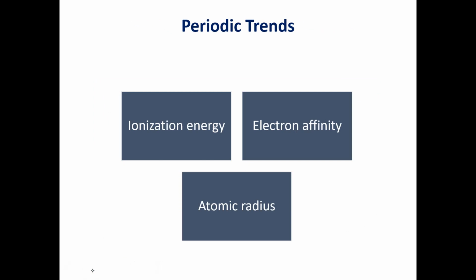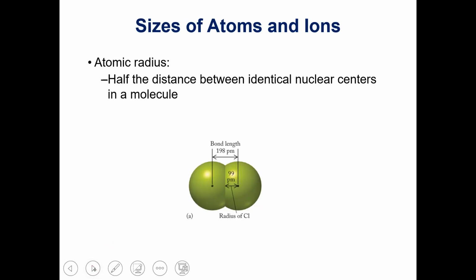So the periodic table that we currently have is useful for a lot of reasons. One good thing about it is that, as we've mentioned, elements that are in the same group have the same trends. We also can use the order of elements to predict certain trends about elements. So the 3 particular trends that we're going to talk about in this chapter are atomic radius, ionization energy, and electron affinity.